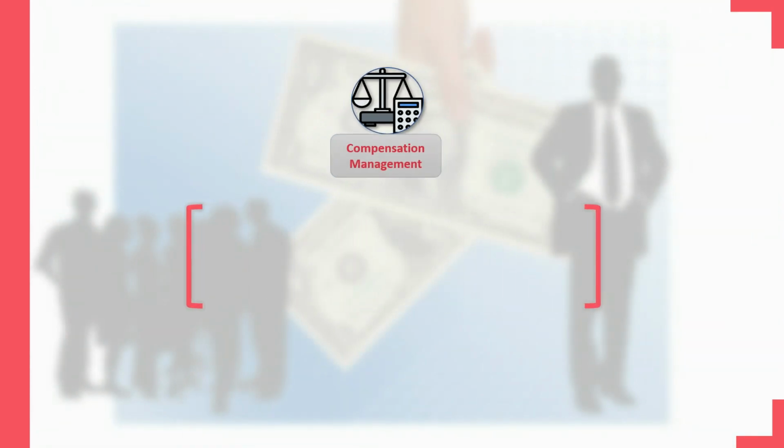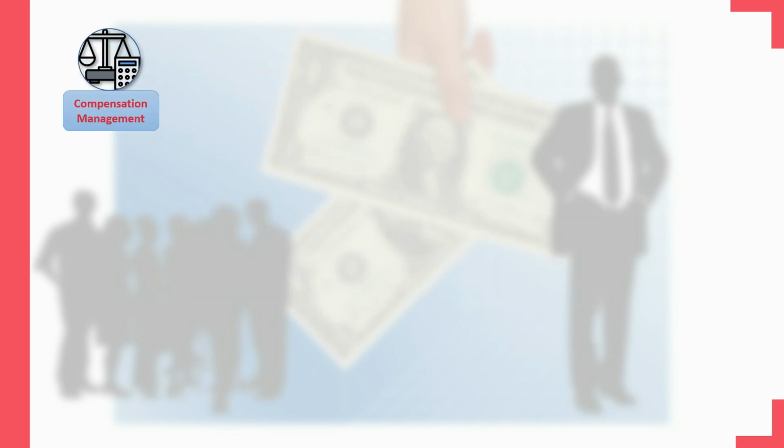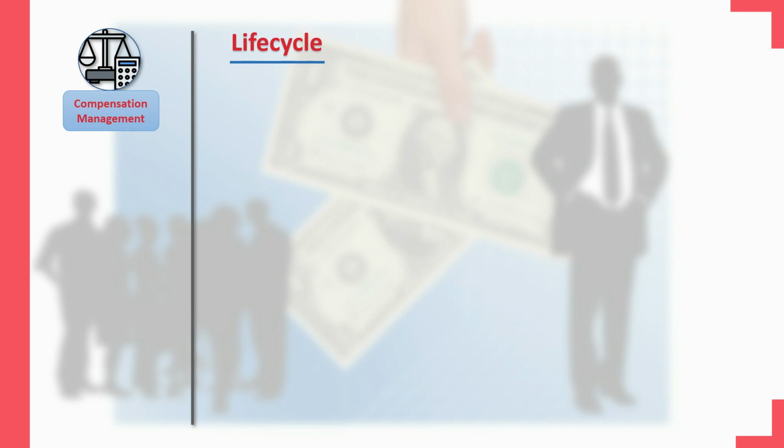Then we have compensation management. In this module, the organization's salary structure is administered. That involves setting up the annual compensation budget across departments and awarding employees salary increments based on their appraisal ratings every year. Now let's look at its life cycle. As I said, compensation management is all about administering the employees' compensation and the salary increments that are given to them each year. And this process starts with setting up the budget for the current year.